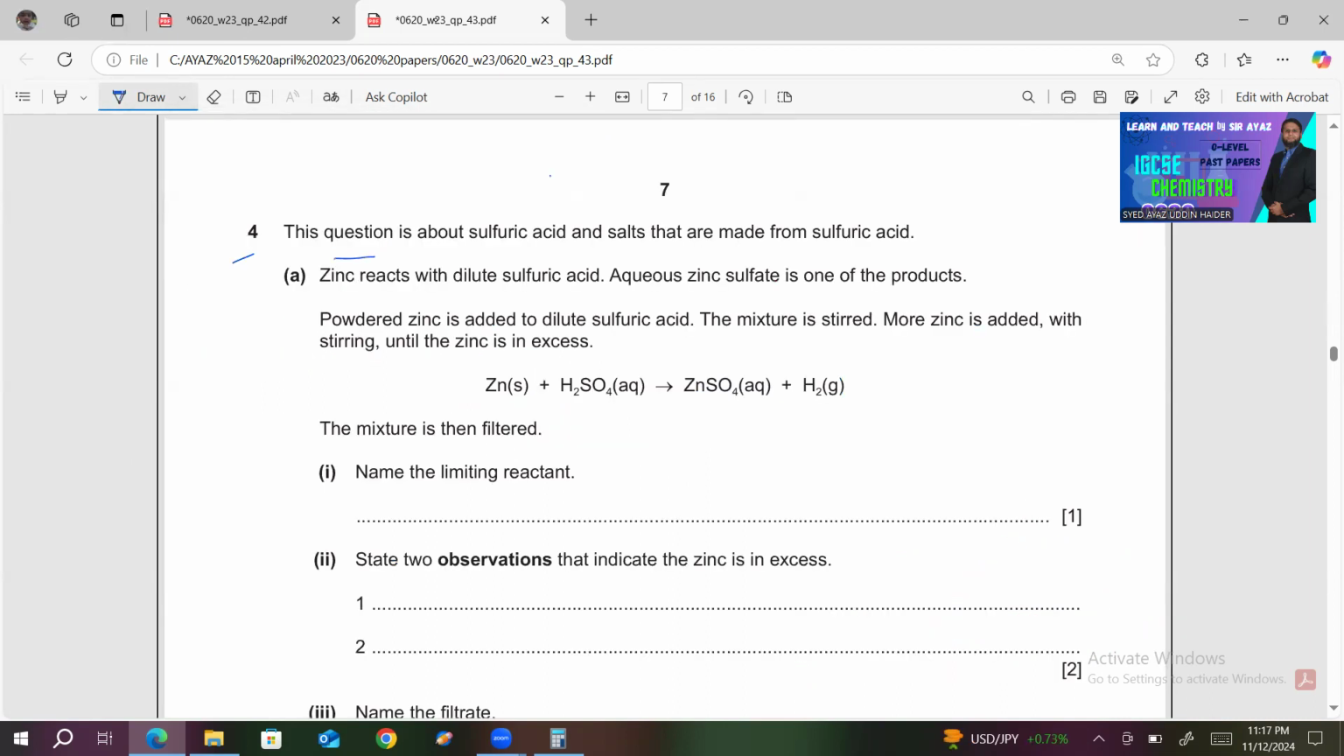Number 4. This question is about sulfuric acid and salts that are made from sulfuric acid. A. Zinc reacts with dilute sulfuric acid. Aqueous zinc sulfate is one of the products. Powdered zinc is added to dilute sulfuric acid. The mixture is stirred. Stirred means mixed. More zinc is added with stirring until the zinc is in excess.